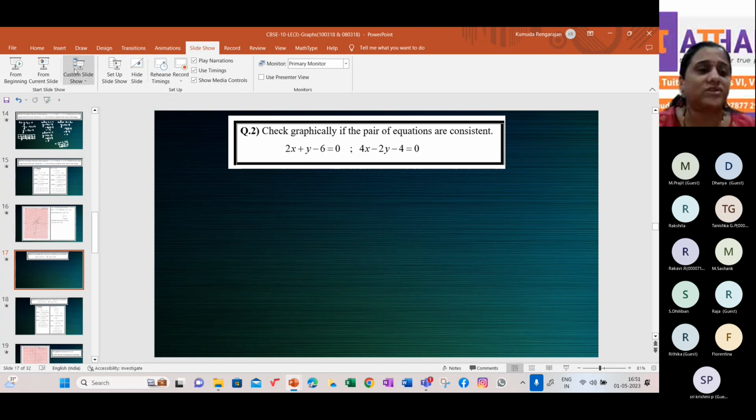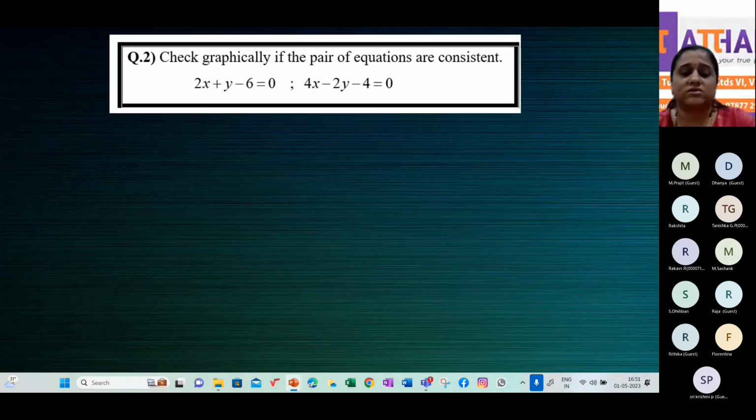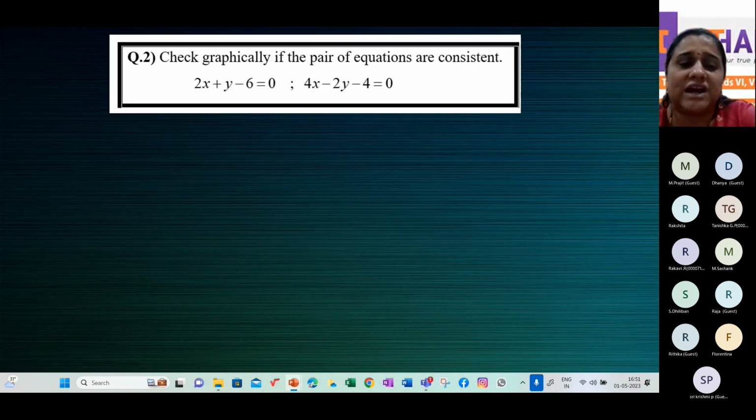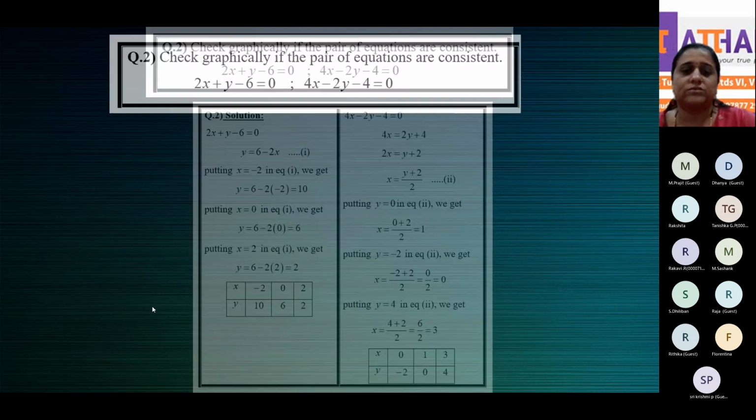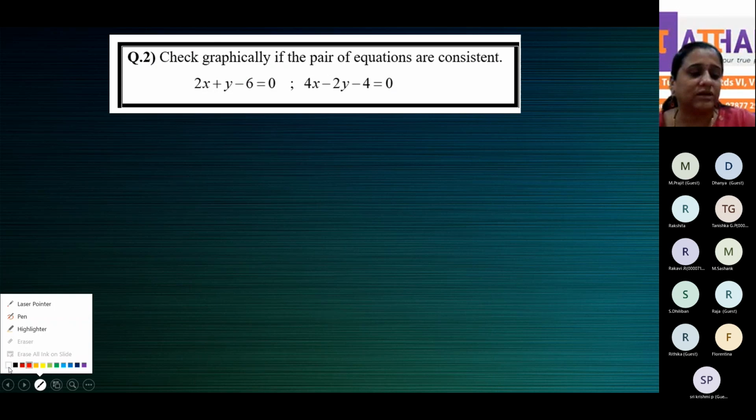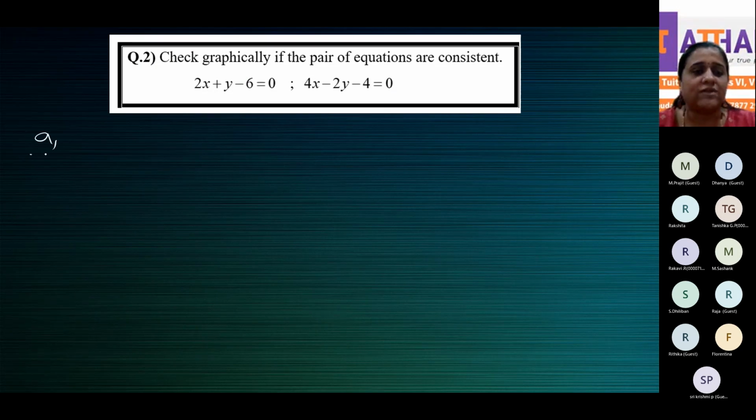Yeah, so this question, this again is homework, children. Check graphically if the pair of equations are consistent. So you can check it algebraically. How do we check algebraically? You need to first write out A1 by A2. What is A1 by A2?